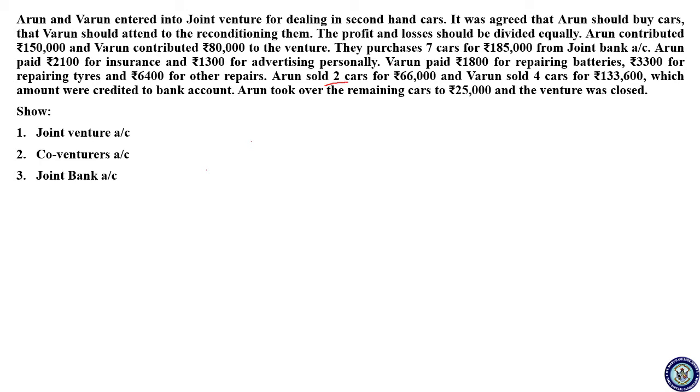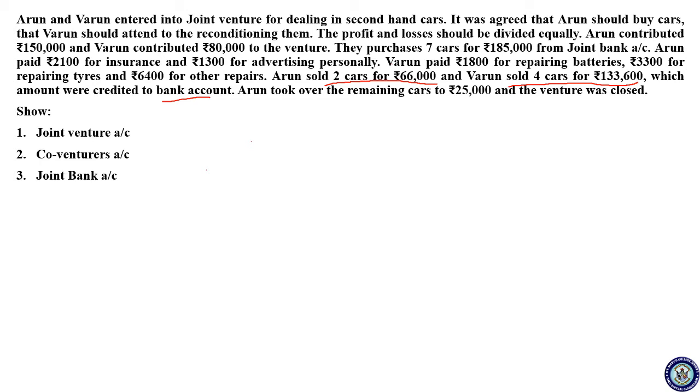Arun sold 2 cars for 66,000. Varun sold 4 cars for 1,33,600. It is not that they personally sold the cars. It is a joint venture. When you sell the cars, you receive the money, which is credited to the bank account. It is recorded in the company's books of account. It is income from sales, so it is to be recorded. Expenses and income should be recorded in the joint venture.